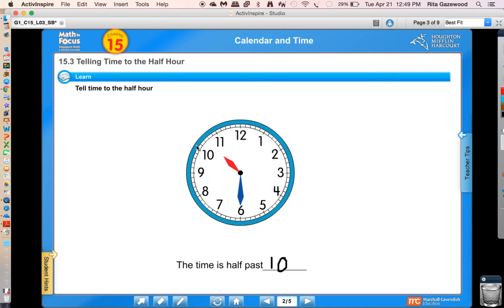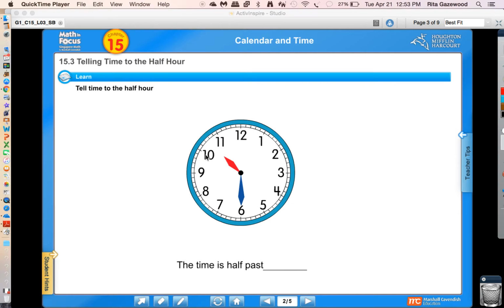So when a number is past, it means it's already gone past that number and it hasn't reached the next number yet. So this is half past 10 because it's past 10, but it hasn't yet gotten to 11. All right, so we have 10:30, so help me count by fives. 30, 35, 40, 45, 50, 55, 60.